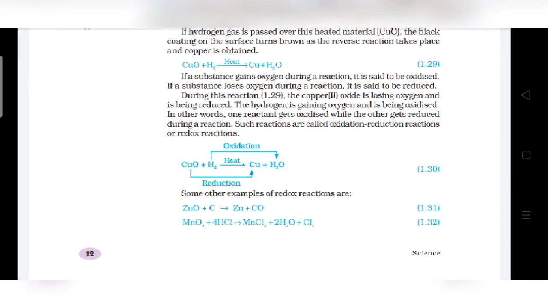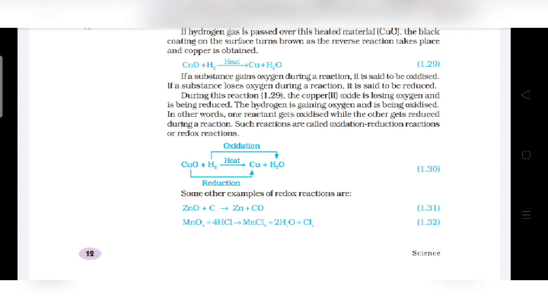Copper oxide plus dihydrogen in heat, it will give copper plus water molecule. Now see here, copper oxide, it will lose oxygen and form copper. It means it's a reduction reaction. And hydrogen, after gaining oxygen, it will form H2O and it is known as oxidation reduction reaction. So, okay. Some other examples of redox reactions are given below.